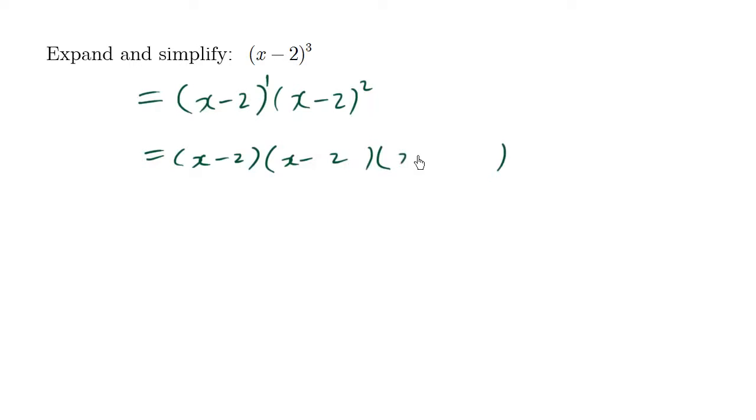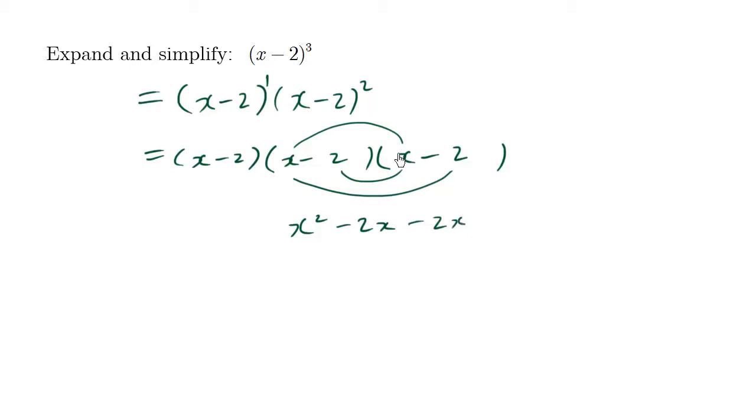x minus 2, and this times this becomes x squared. That's first. Outside would be negative 2x. And the inside would be negative 2 times x, which is negative 2x. And the last would be negative 2 times negative 2, which is positive 4. And you can see that this becomes x squared minus 4x plus 4.